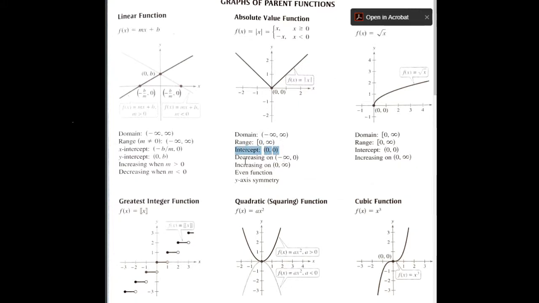When it says intercept, that just means the x and the y intercept are the same. See how this one says x and y intercept, this one just says intercept. You have to know when it's decreasing and when it's increasing. Notice how at 0 here, it's a parenthesis, not a bracket, because at 0, it's neither increasing nor decreasing. But we don't say it's constant either.